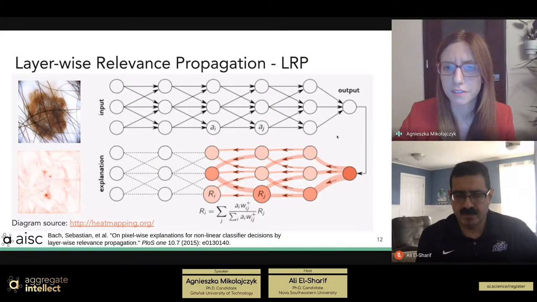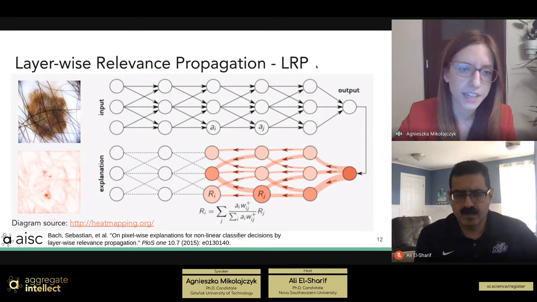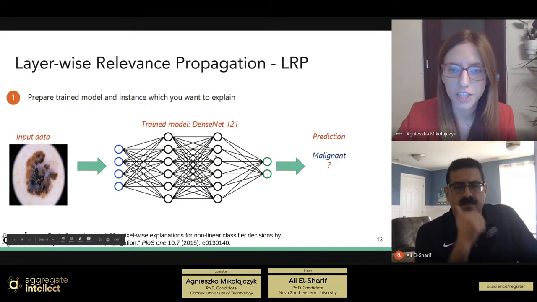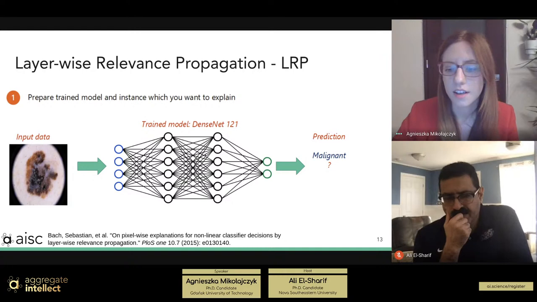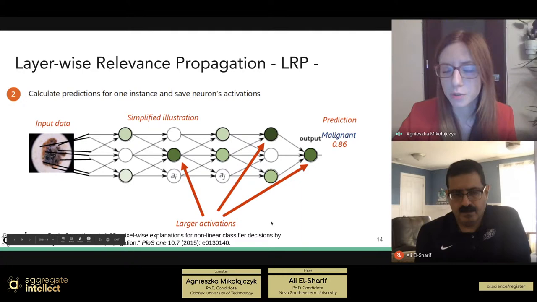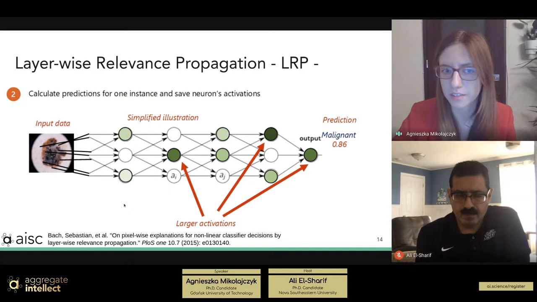At first, we wanted to try a local explainability method, layer-wise relevance propagation. This method is called LRP. Let's quickly explain how it works. At first, we need to prepare a trained model and an instance, so one single input data, and a trained model, for instance, DenseNet for classification of skin lesions. And when we have it, we have to calculate predictions for this single instance. When we calculate it, we have to save neuron activations. And larger activations will probably mean that they have a bigger impact on the final prediction.